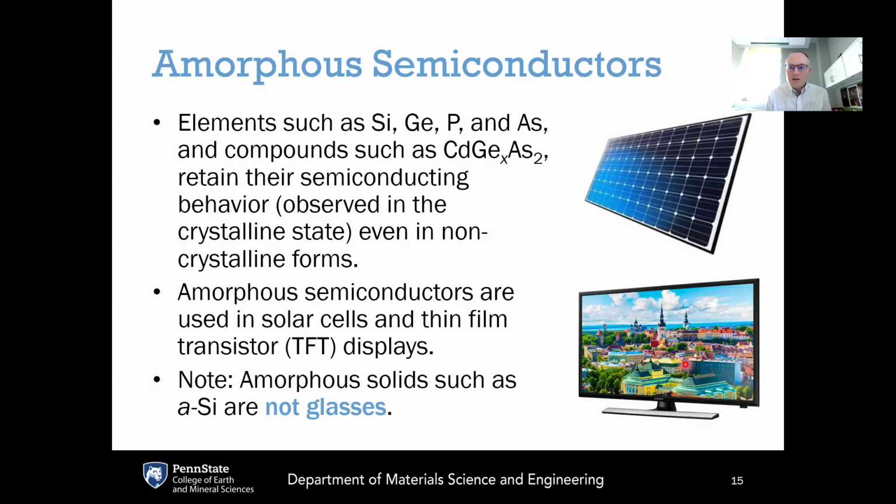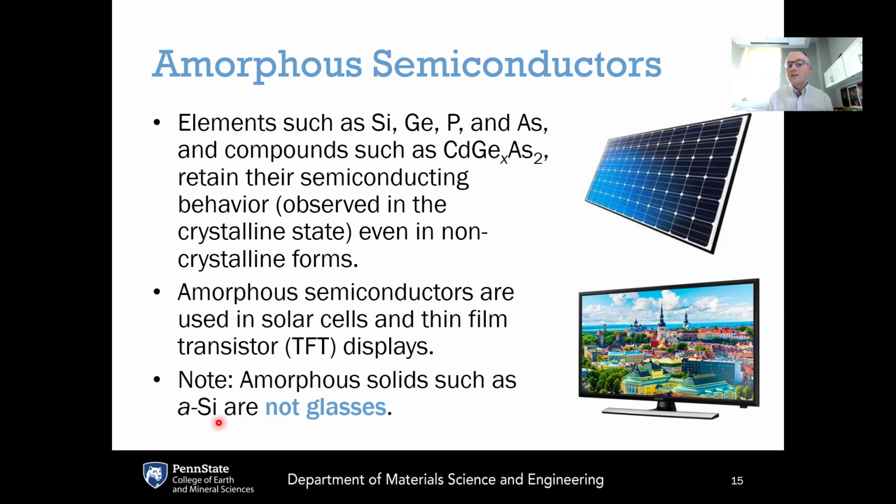The next class of non-oxide, non-crystalline materials are amorphous semiconductors. Amorphous semiconductors include amorphous silicon, amorphous germanium, phosphorus, arsenic, and various compounds of these species, including compounds like this, a cadmium, germanium, arsenic compound. The thing to note about this is that these are not glasses. These are amorphous solids, and they are designated with an A prefix, A for amorphous. Amorphous silicon is not a glass, and this should not be confused with glasses.